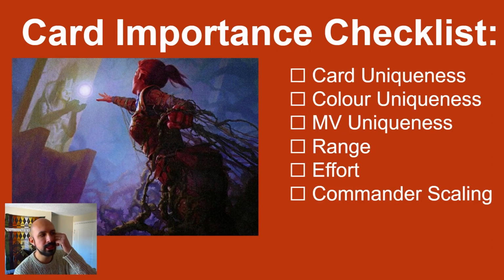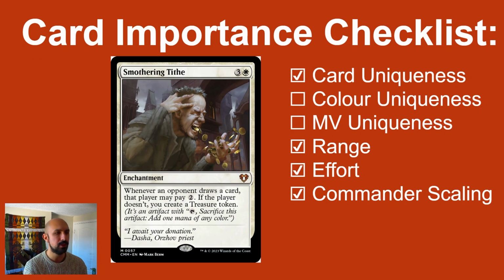So with these in mind, let's look at a few examples. Looking at a card like Smothering Tithe, we can see why it's so good. Card uniqueness, it is very, very unique. Though there's a lot of different ways recently White gets to create treasure, this is very specifically punishing your opponents for drawing cards. Something that they do often, including their initial draw of the turn. That's a lot of punishment and very hard to find, so this is a very unique card.